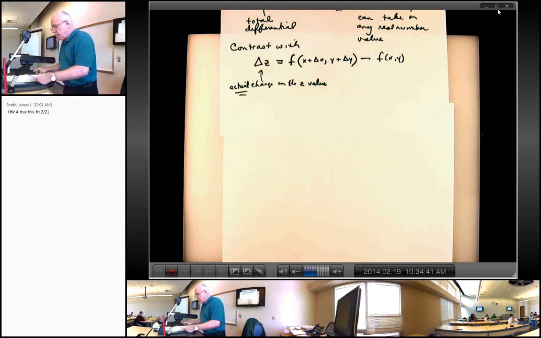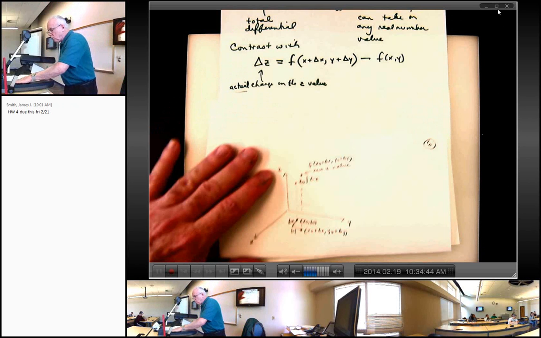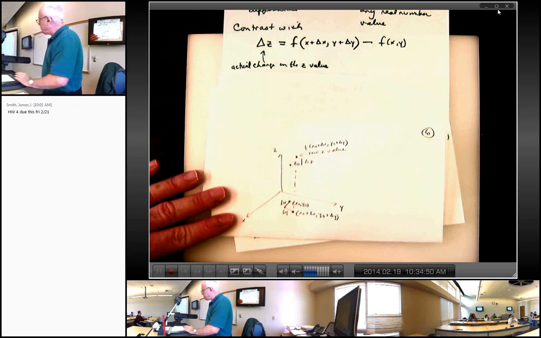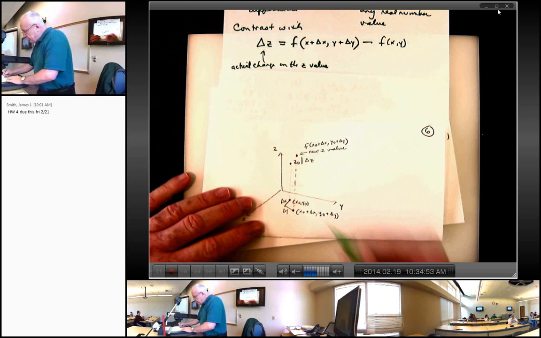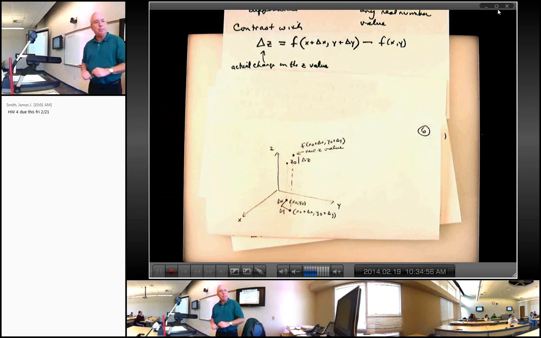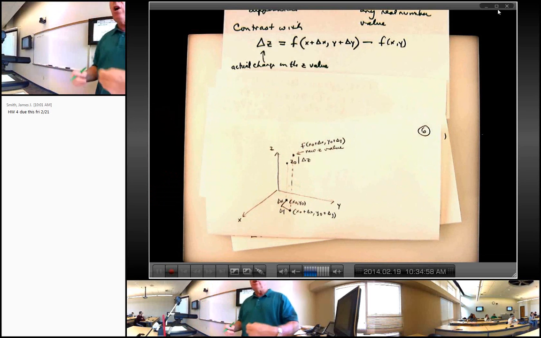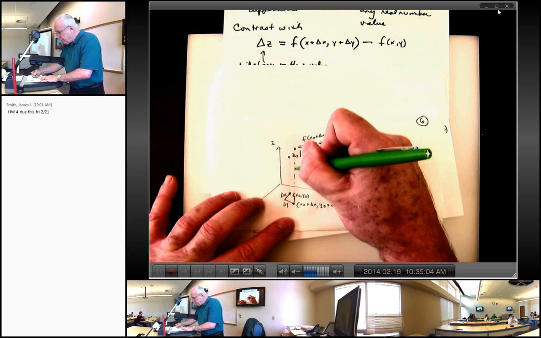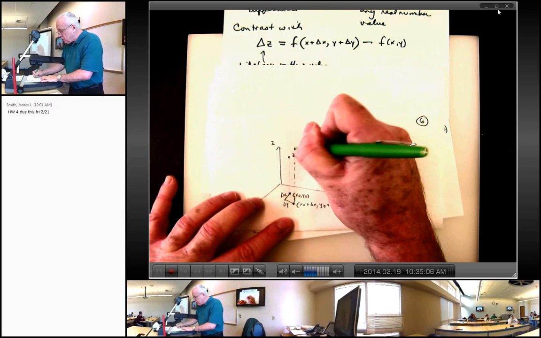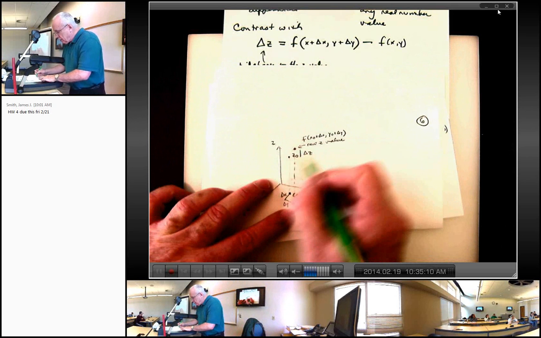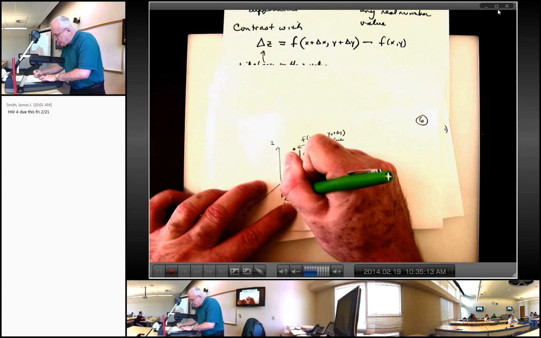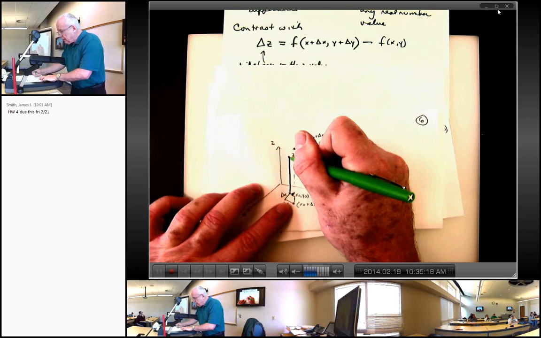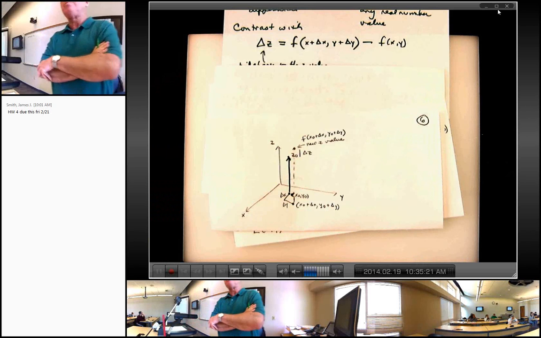Okay. This is what we're talking about for delta z. We have our x, y, and z axes, and say we have some point down here on the xy plane. We pick a point, that's x naught, y naught. Then we go up, and that corresponds to z naught, which is on the surface. This is my x naught right here, and we go up and hit our surface, and that's the z value corresponding to that.